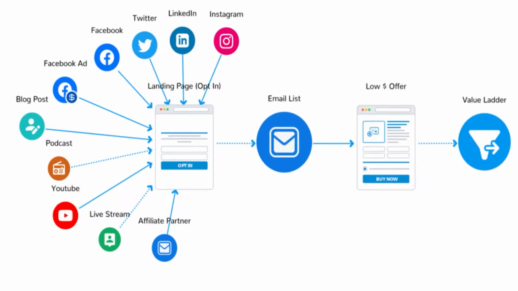Well, consider this. There are at least 10 different ways you can drive traffic to the same landing page. For example, you could talk about it on Instagram. You could talk about it on LinkedIn. You could talk about that landing page on Twitter. You could talk about it on Facebook. How about a Facebook ad? You could talk about it in a blog post, on a podcast, on YouTube, on a live stream, or even an affiliate partner.